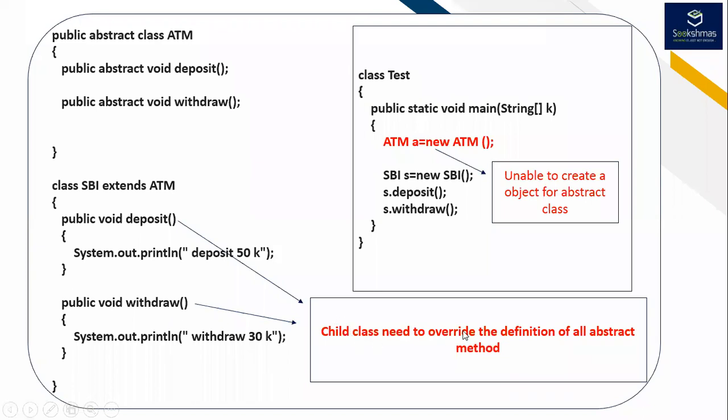And the child class needs to override the definition of all the abstract methods present in the parent. Two methods are there. It is mandatory that you provide the implementation in the derived class. If you provide only one implementation here, you will get a compile time error. These are the points you have to remember.